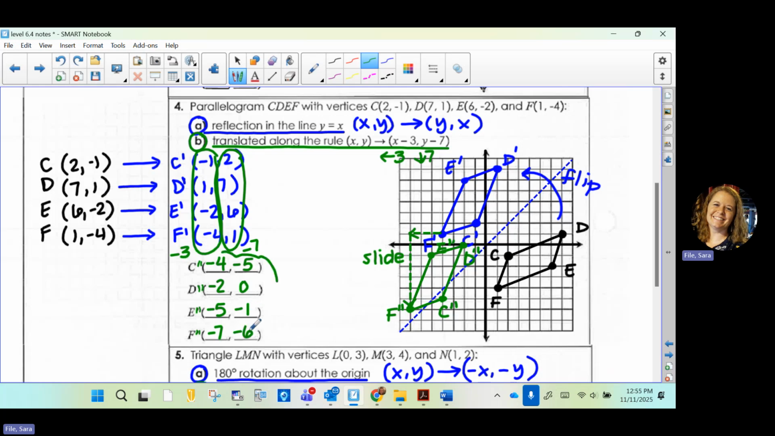And these here are the same points algebraically as what we got over here. This is at -2, 0 for the D, -5, -1 for the E, -4, -5 for the C, and -7, -6 for the F. That all meets up. So whether you prefer algebraically like this, using the rules, or graphically, actually making the movements on the coordinate grid, both of them get you the same answer.